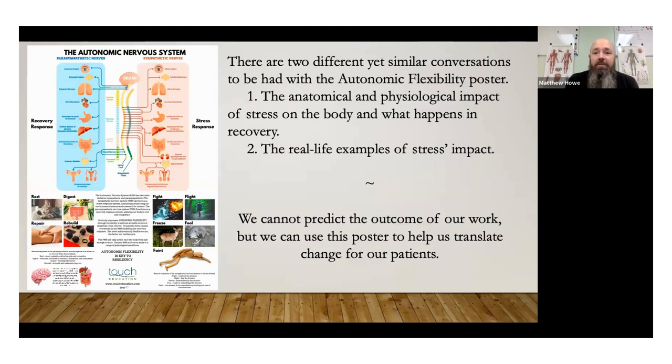So the autonomic nervous system poster, poster number two, is the one I specifically created to help people dealing with PTSD and unchecked anxiety and stress and depression. This poster was created specifically with them in mind, but it's also really, really effective for everybody else. There are two different ways to break down this poster: the anatomical and physiological impact of stress on the body, and the real life examples of stress's impact. The top part is the anatomical and physiological impact. The bottom part is the real life.